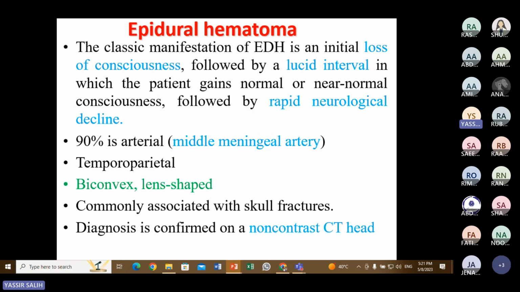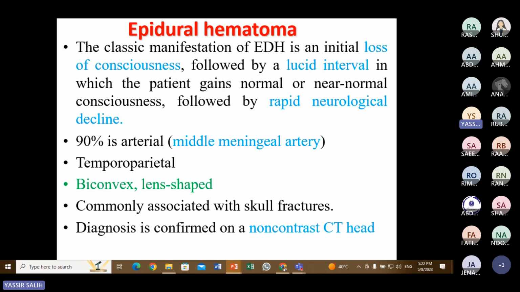نتكلم عن epidural hematoma. زي ما اتفقنا إن epidural hematoma is characterized by accumulation of blood in the epidural space. The classical manifestation of epidural hematoma is an initial loss of consciousness, then followed by a lucid interval, in which the patient becomes normal, يعني gains normal or near normal consciousness. فدي المشكلة. فحتى الناس بيقولوا لك مثلا هو حصل له loss of consciousness لكن الحمد لله بقى كويس. فهي دي تكون اللوسيد انترفال.